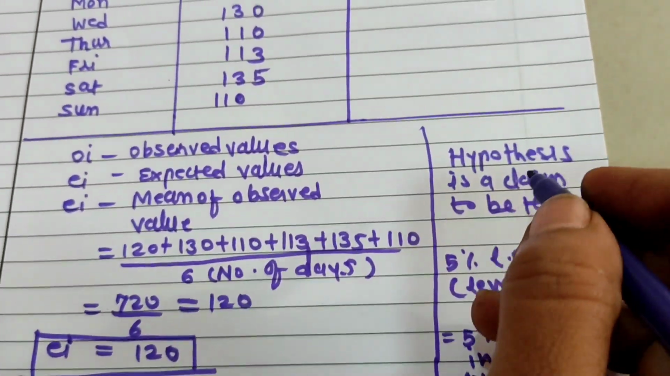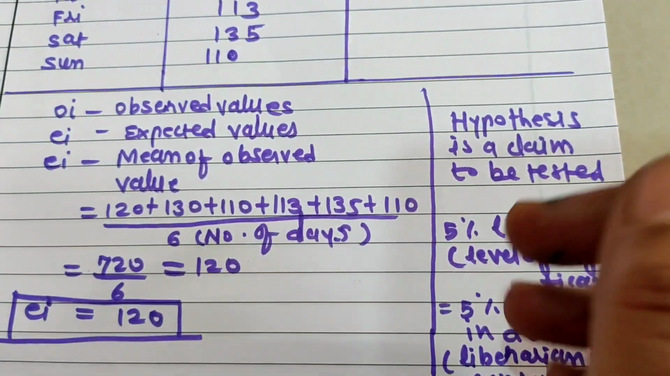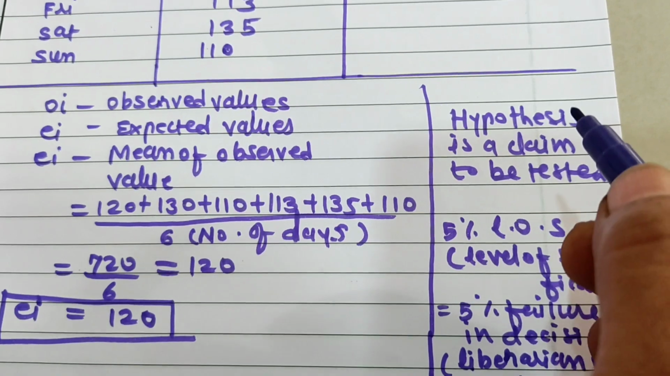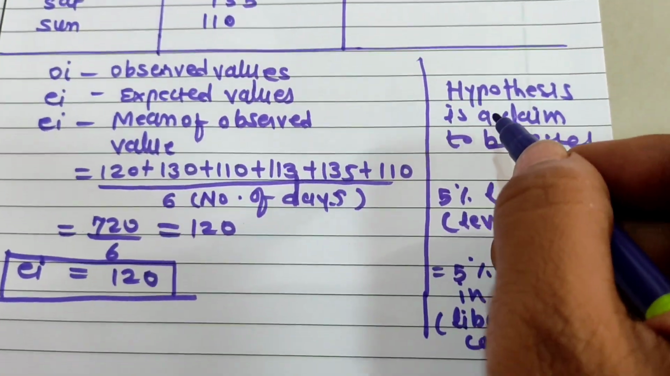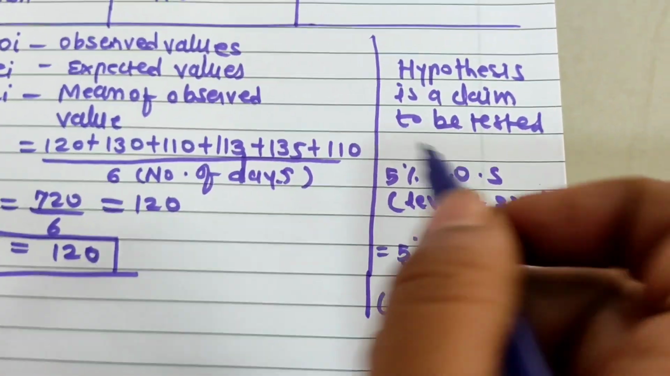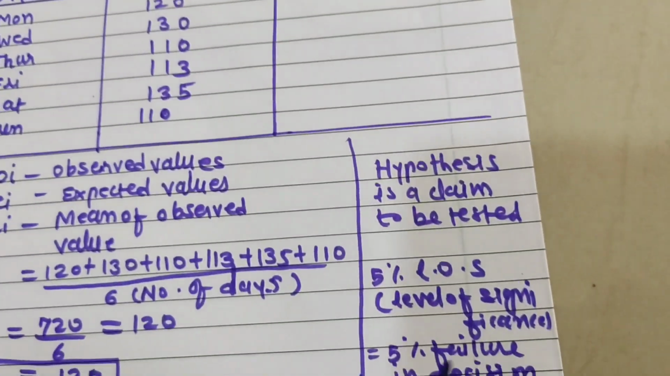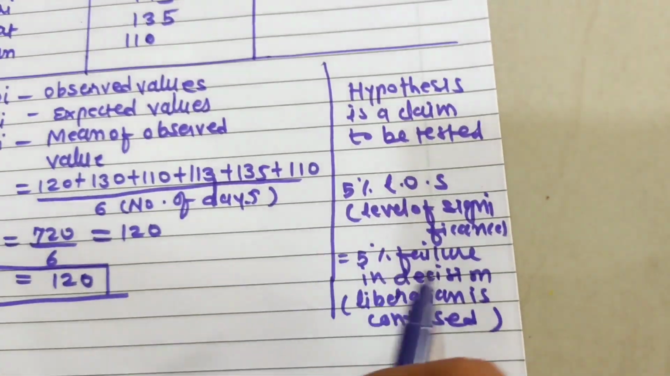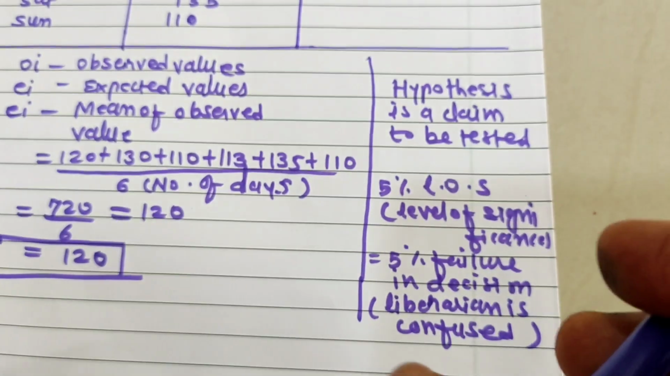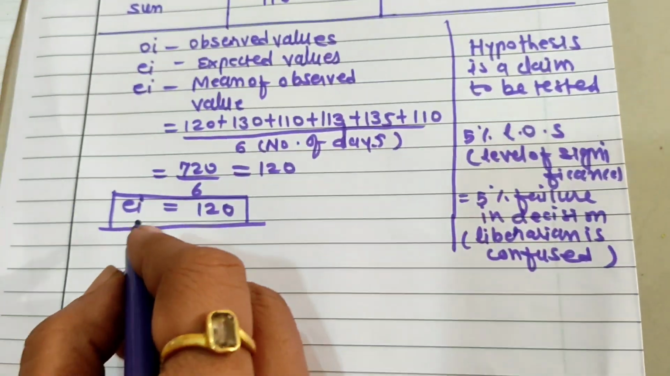Now we have to set a hypothesis. This is the chi-square method of testing hypothesis. A hypothesis is a claim to be tested. 5% LOS is given in this example. It is the level of significance, meaning 5% failure in decision. It means the librarian is confused whether the book issuing is day dependent or not day dependent. Okay, so we will get the EI.